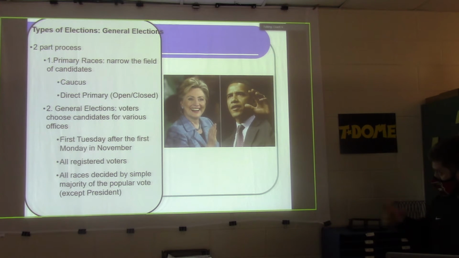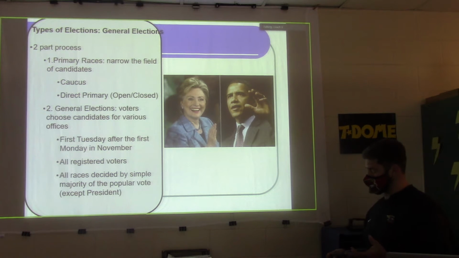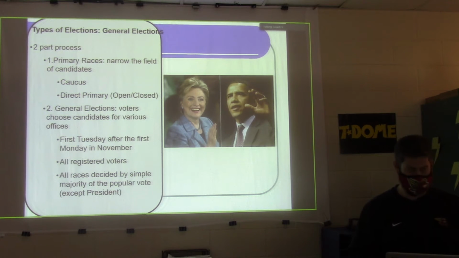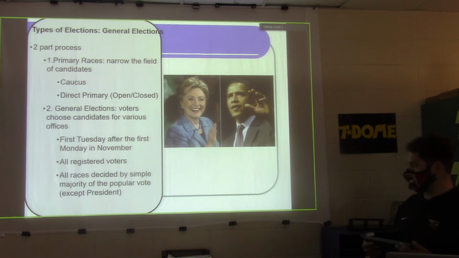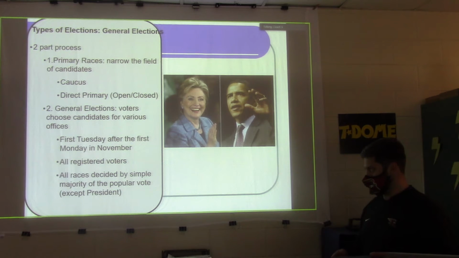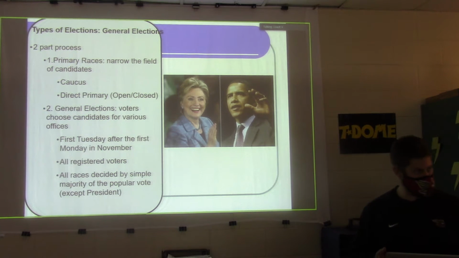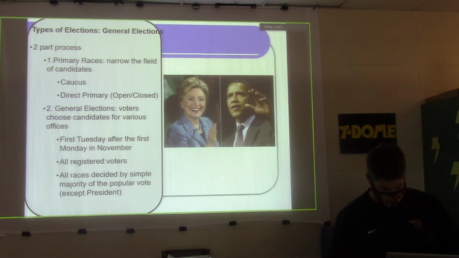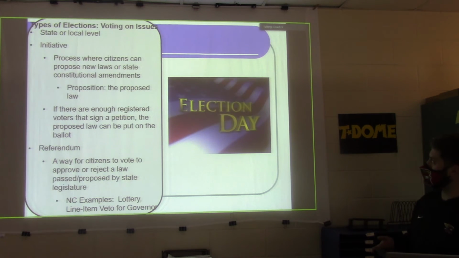So, general elections. Voters choose candidates for various offices. The first Tuesday after the first Monday in November is always when the general election happens. All registered voters, all races are decided by a simple majority of the popular vote, except for the president, because we use this thing called the electoral college.